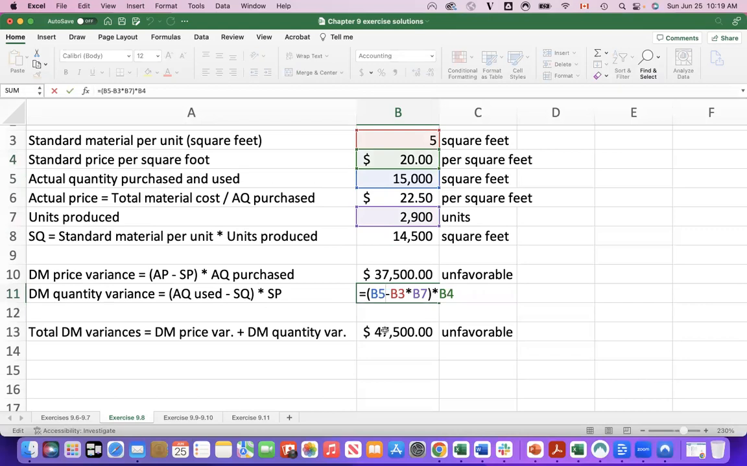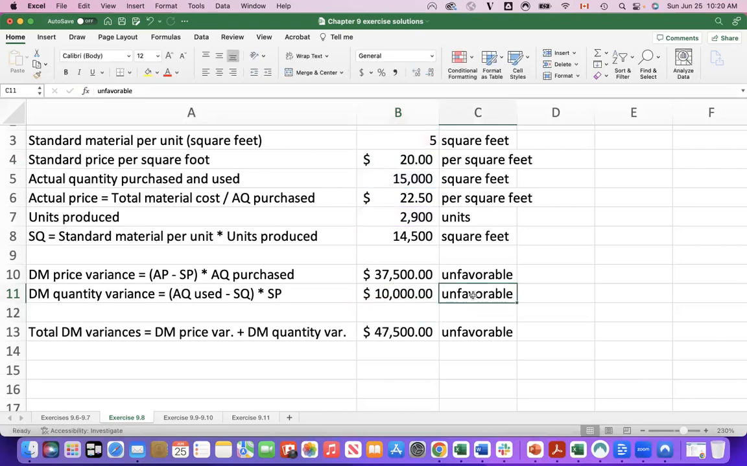The actual quantity was 15,000. We subtract from it our standard quantity, which was 14,500 square feet. So we used 500 more square feet than we would have anticipated. Because we used more material than we should have based off of our estimates, we're going to have an unfavorable variance here. And those 500 square feet at $20 per square foot costs us an additional $10,000 in material costs. So because we used more material than anticipated, our material costs increased by $10,000 in this instance.